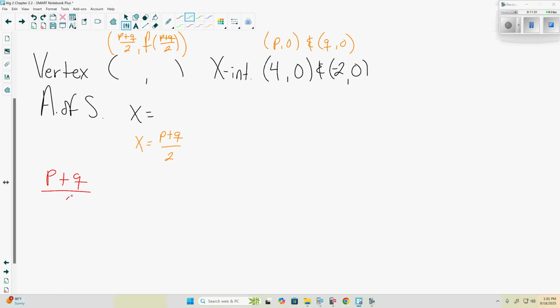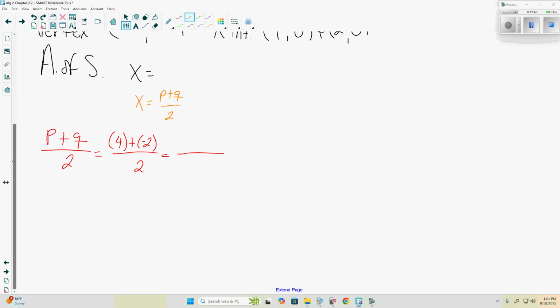P plus q over 2. So it'd be 4 plus negative 2 over 2, yes? 4 plus negative 2 is 2. 2 divided by 2 is? Okay. We feel comfortable with that. All right, I'm going to switch p and q. That means that's not 4 and that's not negative 2. The first one's negative 2 and the second one is 4, yes? What's negative 2 plus 4? 2. 2 divided by 2 is?